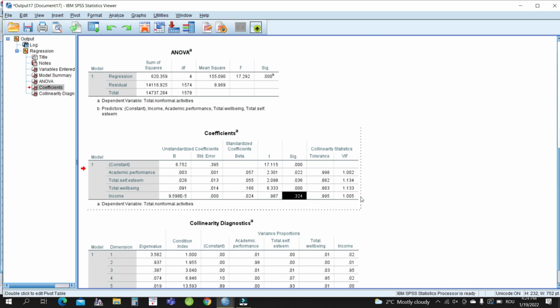So, briefly, these were the main procedures for performing a simultaneous multiple linear regression with SPSS.